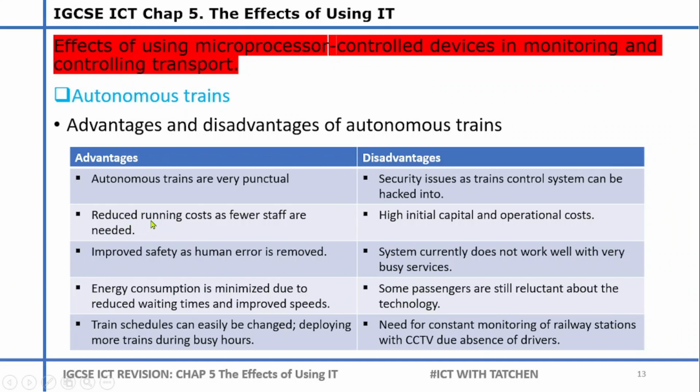We also have reduced running costs as fewer staff are needed. We have a train that drives itself. You don't need to pay anybody to run that train. You don't need to pay anybody to check for security. The train operates itself on its own. Then we also have improved safety as human error is removed, and train schedules can easily be changed, deploying more trains during busy hours. So it's typical also in developed countries.